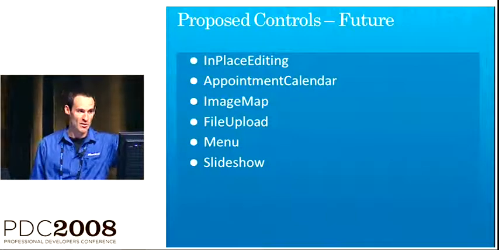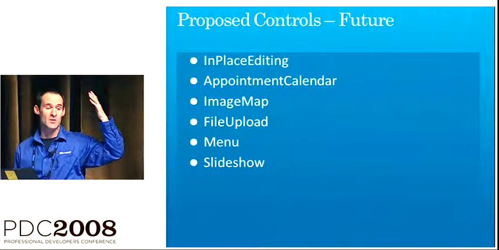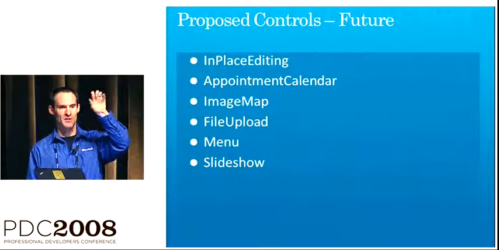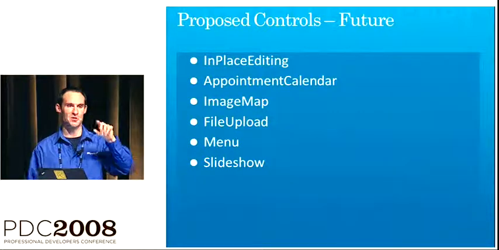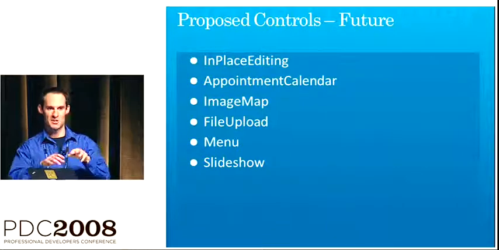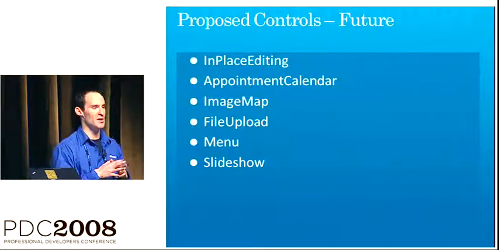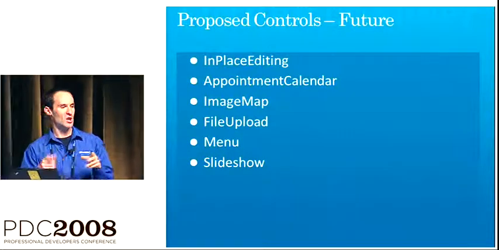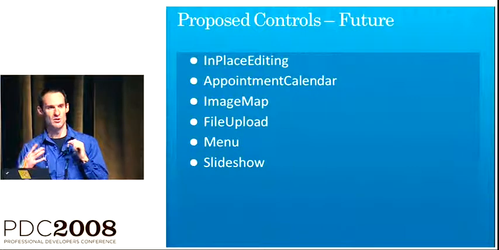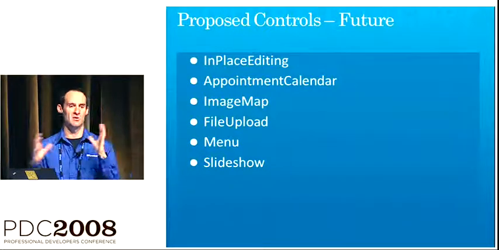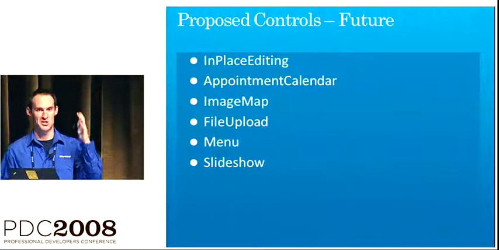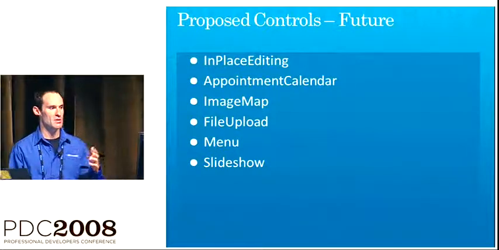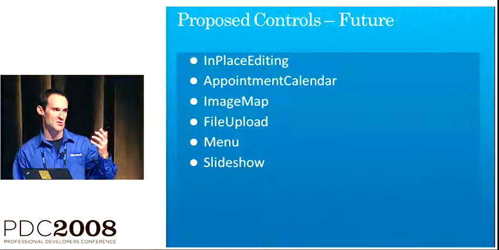And then looking farther down the road, things that we're thinking about attacking, in-place editing. We'd like a good in-place editing story, which is like you don't have a bunch of text boxes. You have nice-looking formatted text, and when the user clicks on it or mouses over it, it turns over and there's an edit box or something like that. It gives you a much tighter editing experience that uses less real estate. An appointment calendar, because the current calendar control is a picker control. It's not very good for displaying data. So the appointment calendar will allow you to actually display date-based data. An image map control, file upload, menu, a slideshow control. So these are some of the things we're thinking.